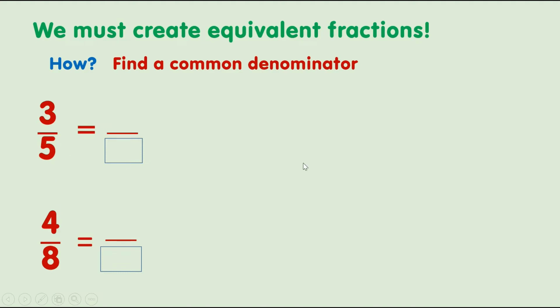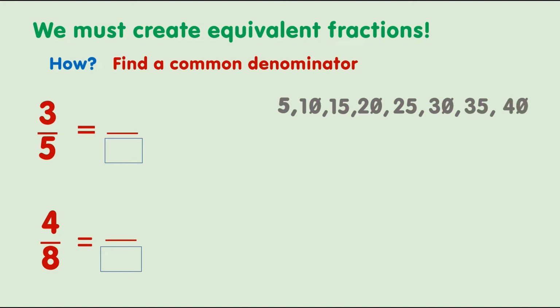Let's start with 5. 5 times 1 equals 5. 5 times 2 equals 10. 5 times 3 equals 15. 5 times 4 equals 20. 5 times 5 equals 25, 5 times 6 equals 30, 5 times 7 equals 35, and 5 times 8 equals 40. Now let's move on to 8.